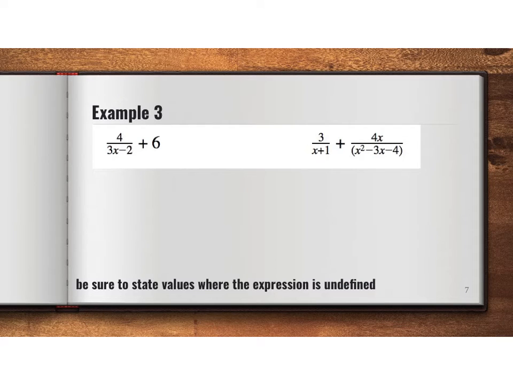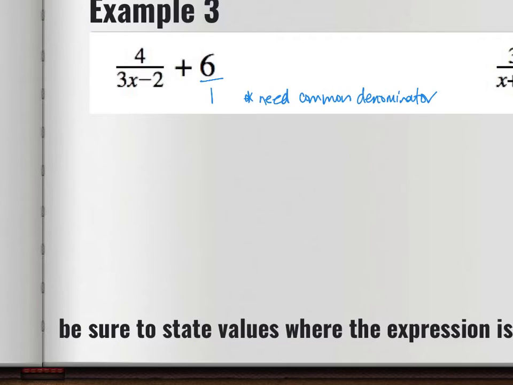Example 3, getting a little bit more complicated. First thing is that we need a common denominator. Right now it's 4 over 3x minus 2 plus 6, and this would be over 1. Our common denominator would just be the 1 and the 3x minus 2, so I guess if we were to multiply those. Keeping in mind that if I multiply the bottom by 3x minus 2, I need to multiply the top also by 3x minus 2.